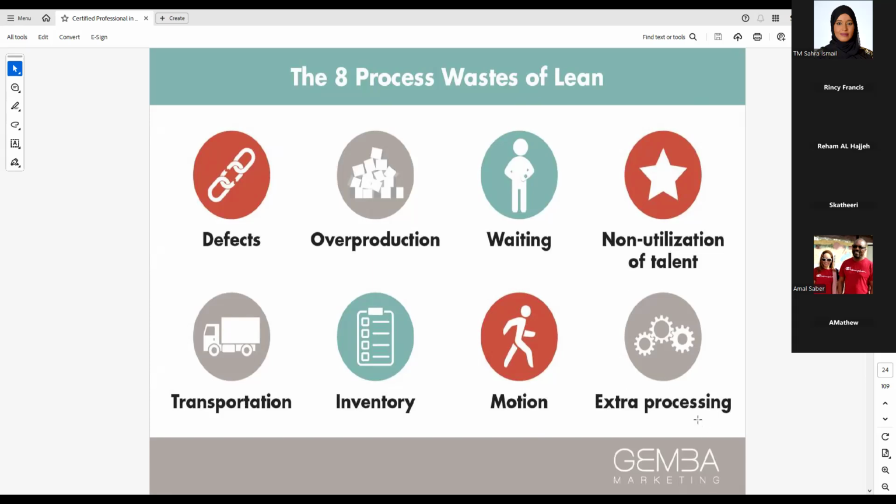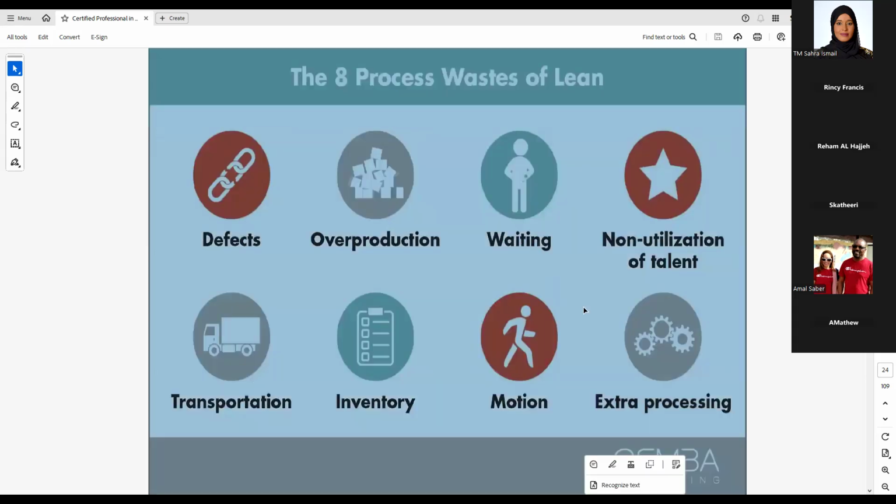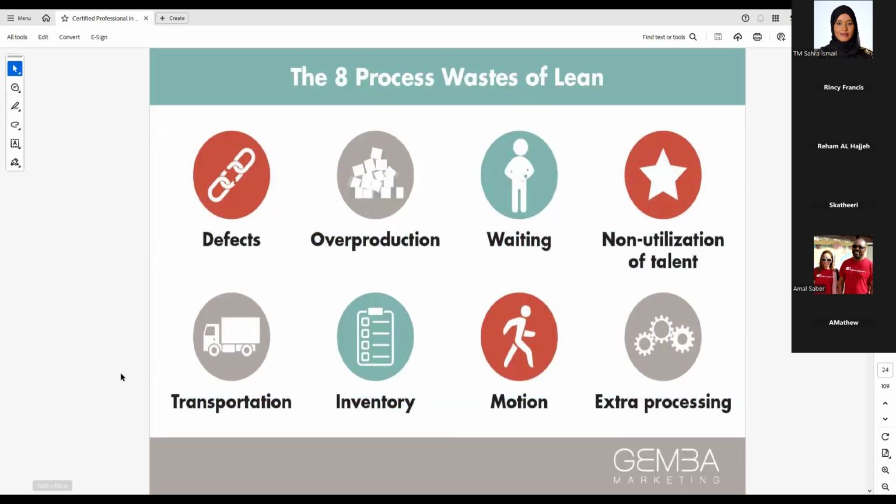Extra processing is the example that Riam gave, when multiple people, for example, have to see the same patient for the same outcome. That's considered extra processing. Okay.